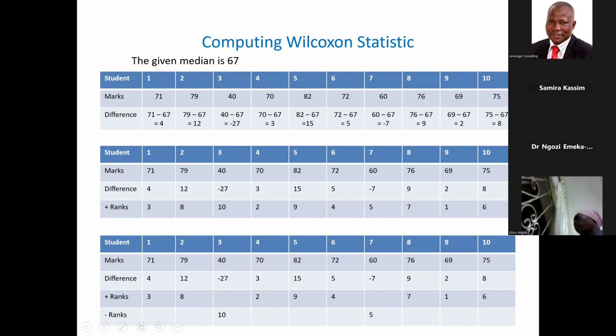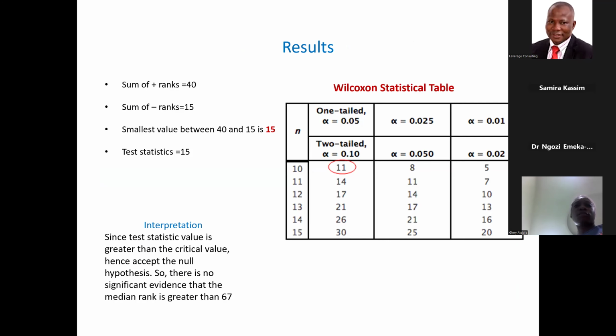you're going to see that if you sum all of them together, the ones that are positive total 40. The ones that are negative are 15. The rank from negative is 15. So the smallest value between 40 and 15 is 15. So the statistic is 15. Can you see now? It's just the smallest, that's why I say directional. The smallest value, so it's 15.